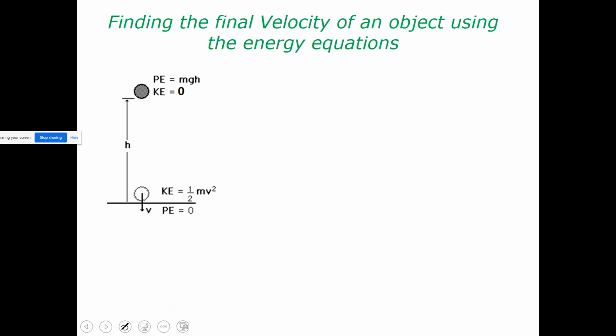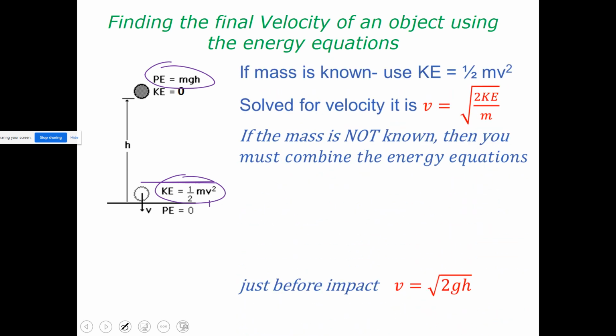All right, so remember, we've got 2 formulas. You have one for potential energy that talks about its height above the ground, and one for kinetic energy, the energy of motion, that has velocity in it. So if we want to find the final velocity of an object using the energy equations, it's obvious that velocity isn't in the potential energy equation. It's only in the kinetic energy equation. So I'm going to use that one, and I'm going to solve for v. It's going to look something like this up here. And we did this already in lesson 4.2.